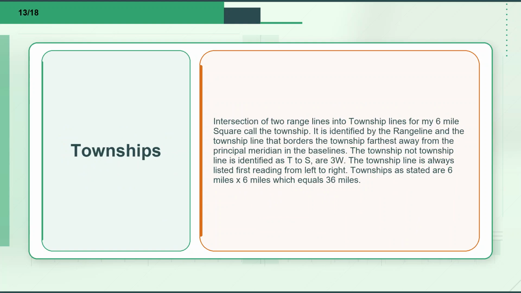Flashcard 13. Term: townships. Definition: the intersection of 2 range lines and 2 township lines forms a 6-mile square called a township. It is identified by the range line and township line that border the township, measured from the principal meridian and the baseline. The township is identified as T2S, R3W. The township line is always listed first, reading from left to right. Townships, as stated, are 6 miles by 6 miles, which equals 36 square miles.